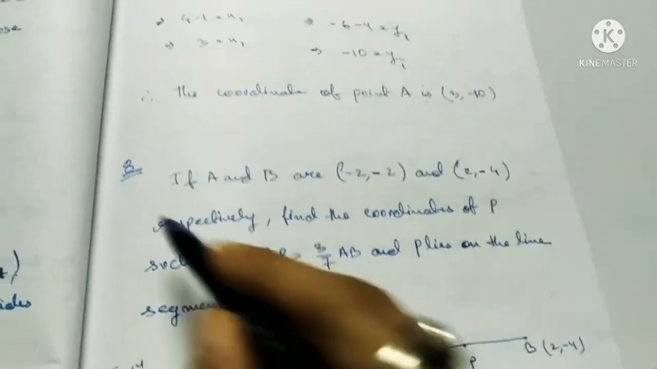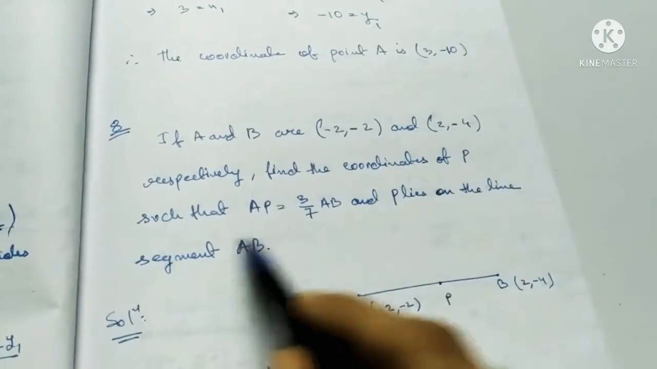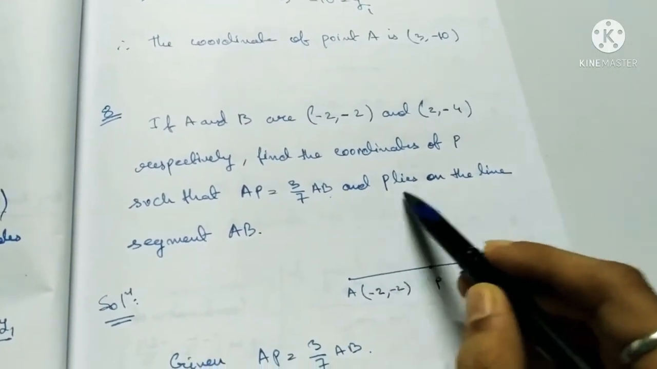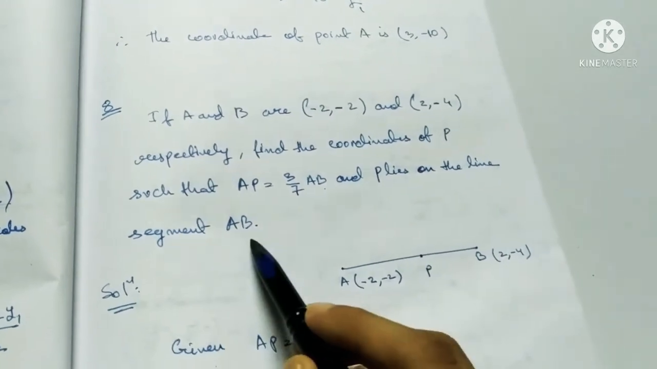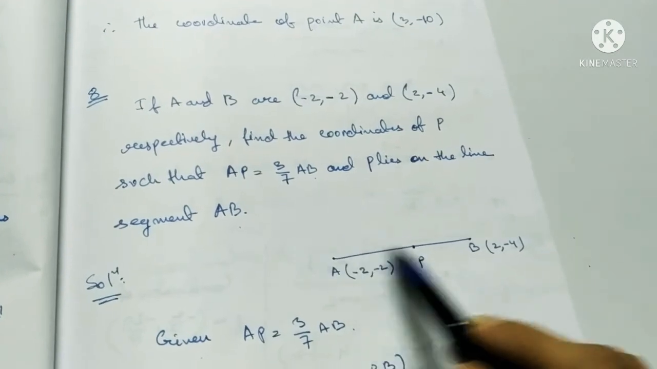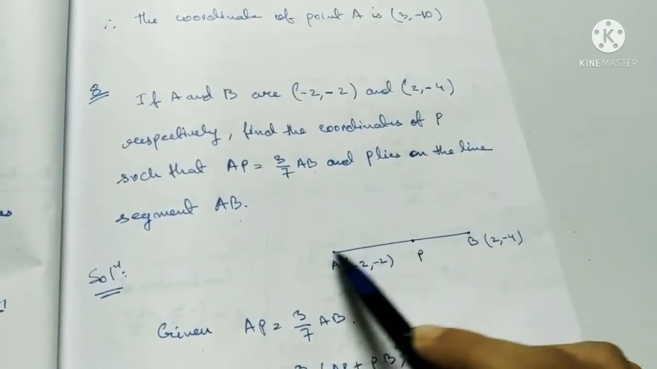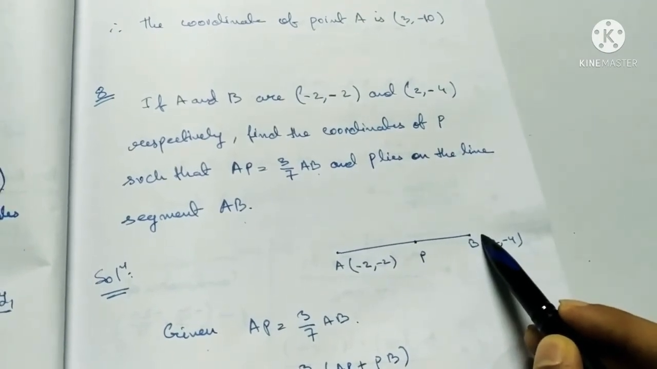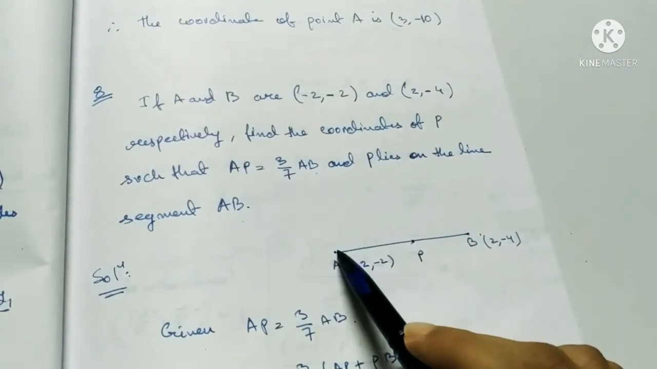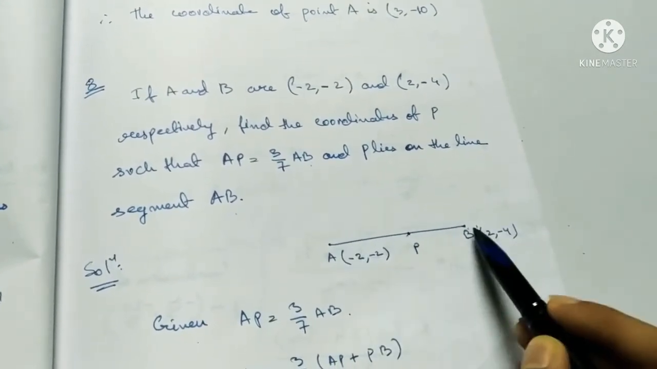Question number 8. If A and B are this and this respectively, find the coordinates of P such that AP is equal to 3 by 7 of AB and P lies on the line segment AB. Now in here what is given? AB is a line segment. P point lies on this line segment and AP is equal to 3 by 7 of AB.